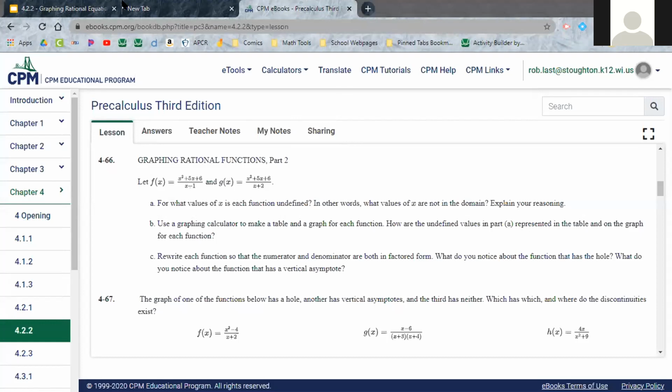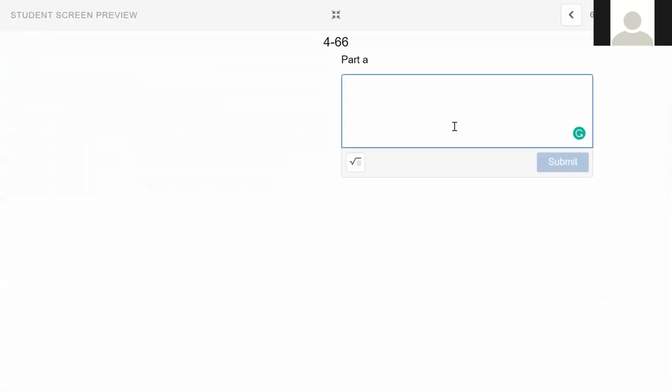I'm going to share back to the teacher dashboard. I would say x equals -1 for f of x, and x equals -2 for g of x, because that's what would make the denominator 0, which would take it out of the domain. Let's hit submit.